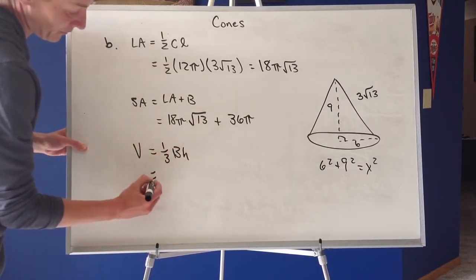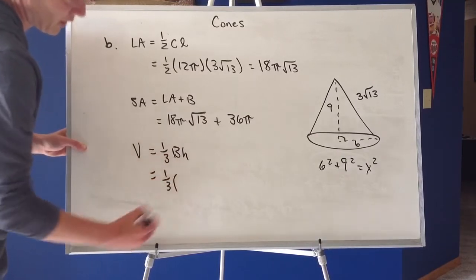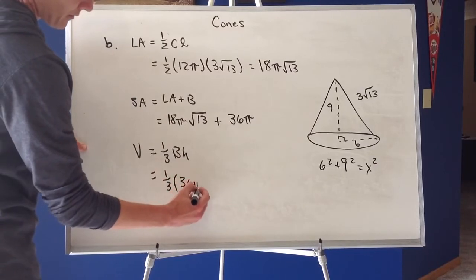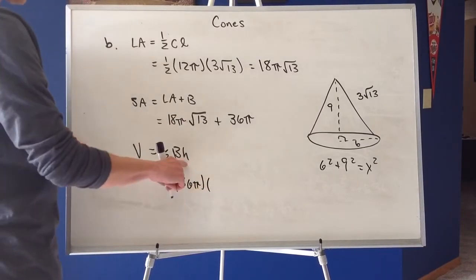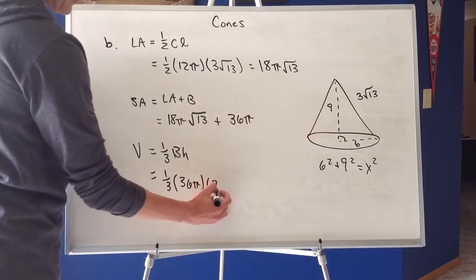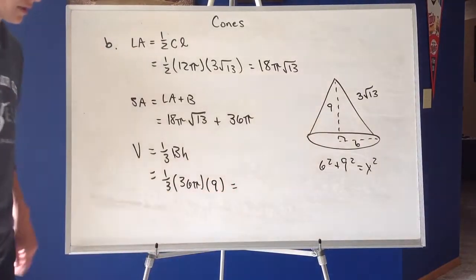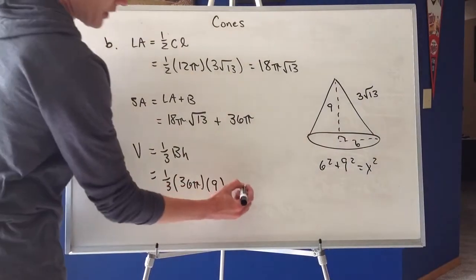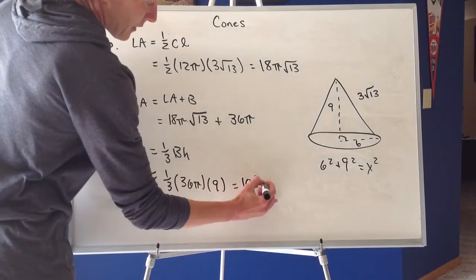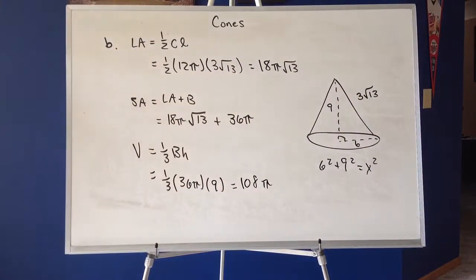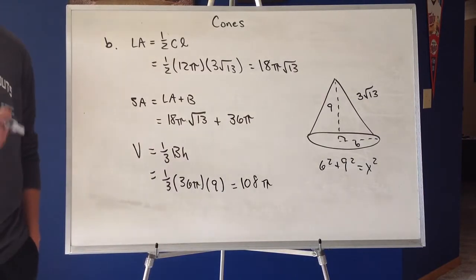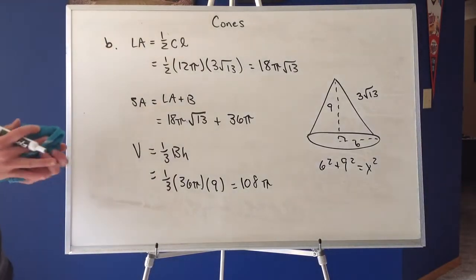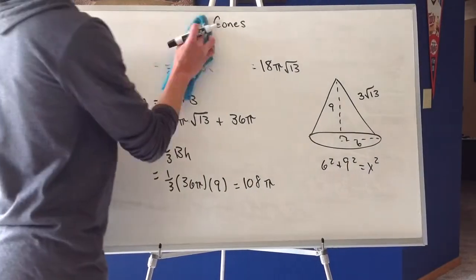And lastly, for volume, area of base is going to be our 36 pi. Remember, this is the regular height, which would be your 9. Okay, you'd multiply those and you'd end up with 108 pi. Okay. So that's how we work with cones. Again, just need slant height, radius, and regular height. If you have that, you'll be good to go with cones.